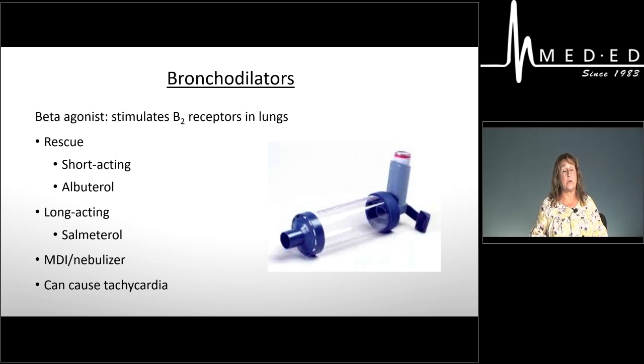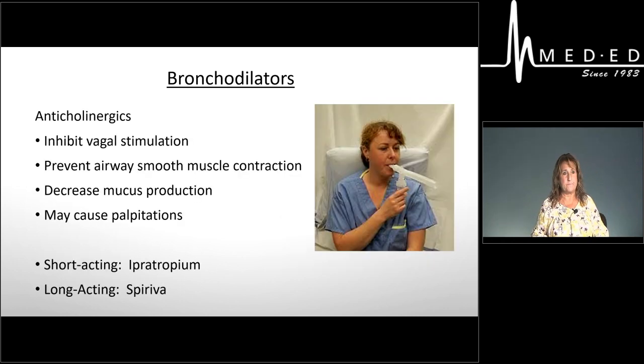If your patient is on beta blockers as well, then these two drugs might antagonize each other. So again, just be aware of what medications your patient is on. Your anticholinergic medications are going to work by a different mechanism of action. They basically inhibit vagal stimulation and prevent airway smooth muscle contraction. They also help decrease mucus production, but they can also cause palpitations. So some of these medications just kind of make the patient jittery and a little nervous too.